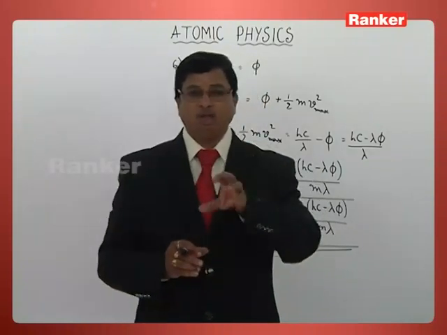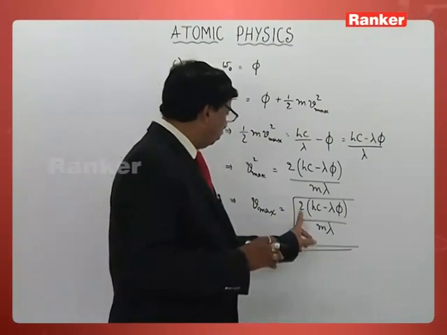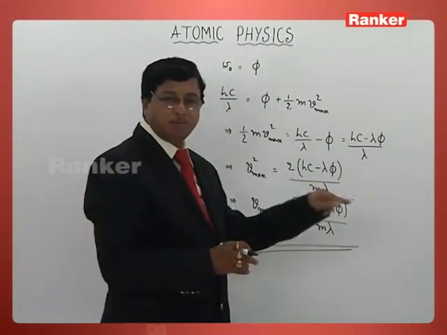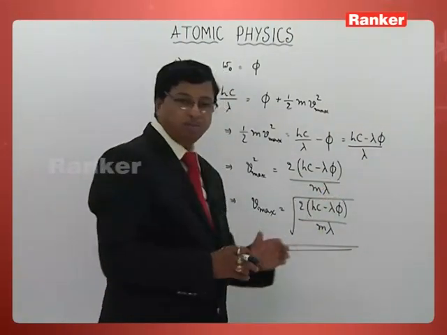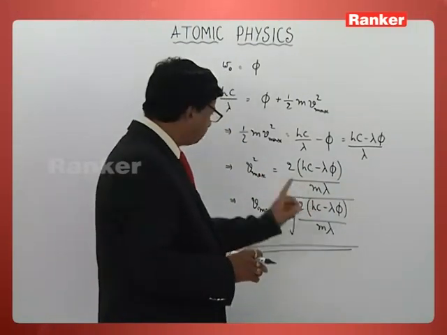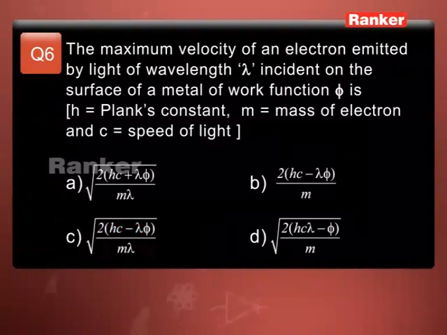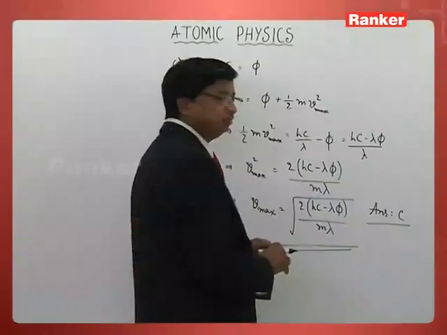Now if you look at all the 4 options, see the third option. 2 times (Hc minus lambda phi) divided by m lambda, whole under root. The same option has been given as the third option in problem 6. Therefore, we can say the correct answer in this particular case is C.